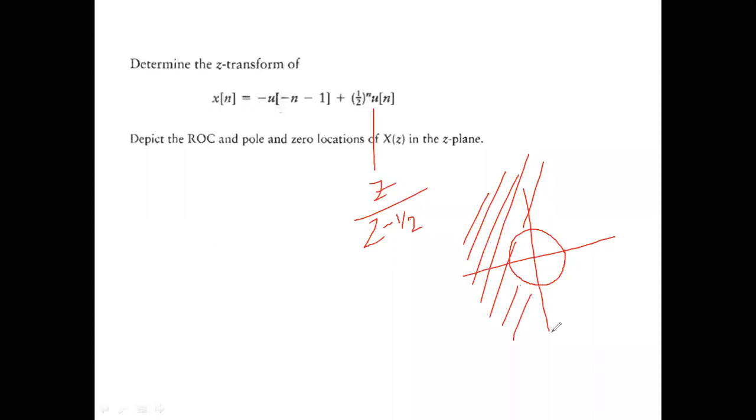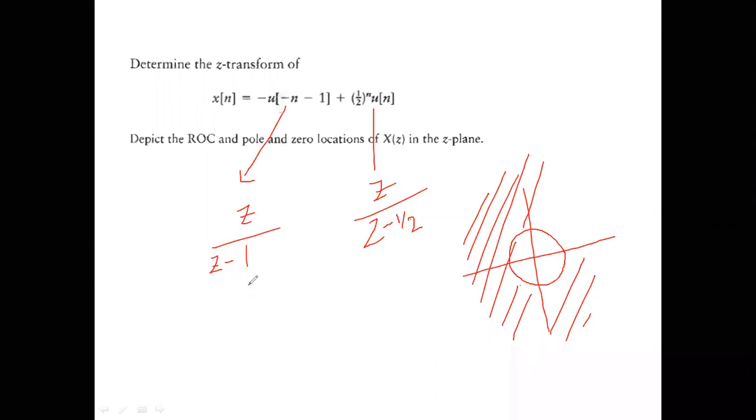So this is how it is going to be for this particular term. What about this particular term? You remember this, right? Minus e to the power n, u of minus n minus 1. Here also it is the same: z divided by z minus what? So what was the template? Minus alpha to the power n, u of minus n minus 1. In place of alpha we have 1. So this is z divided by z minus 1.